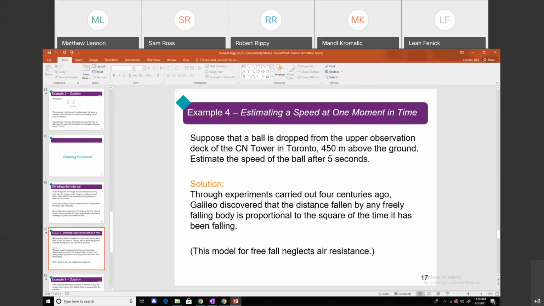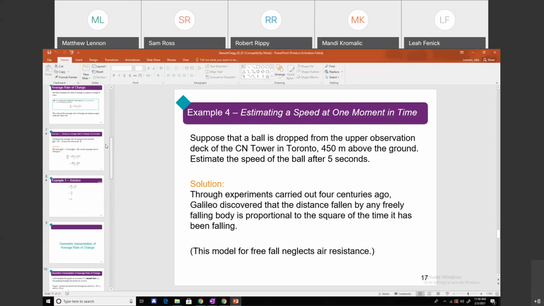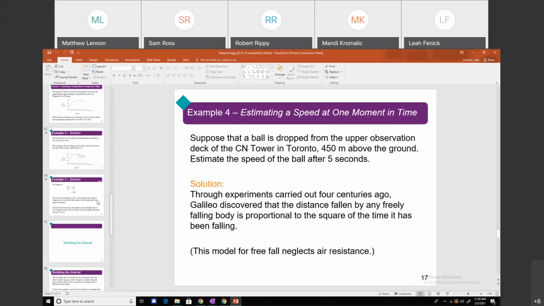So, okay, suppose a ball is dropped from the upper observation deck of the CN Tower in Toronto, 450 meters above the ground. Estimate the speed of the ball after 5 seconds. I think there was a picture at the beginning. I think it was actually this tower of this section. No, maybe that's in the textbook. I must be thinking of the textbook. I think there's a picture of it. I've never been to Toronto, so I don't know this tower.